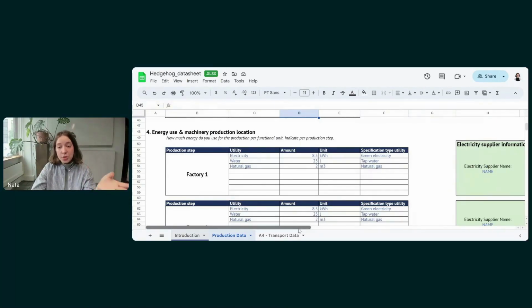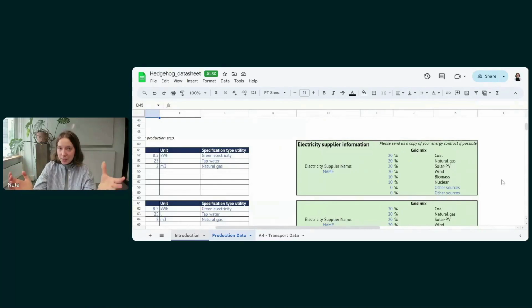When it comes to electricity, we also like to understand the energy mix of your electricity supplier. Maybe you just plug in your machinery into the grid, but maybe you chose your electricity supplier based on their energy mix. Maybe it's greener, maybe it's got more wind or solar power. And of course, that will influence the results of the assessment a lot. So we like to understand all of those details.